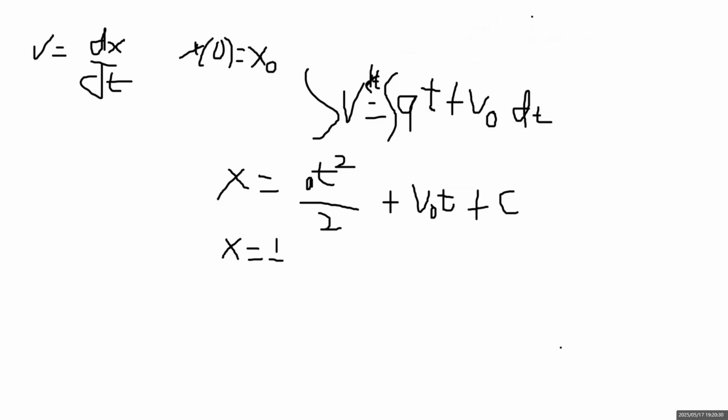So x equals one half a t squared plus v naught t plus x naught. And if we look here, that is equation 3.